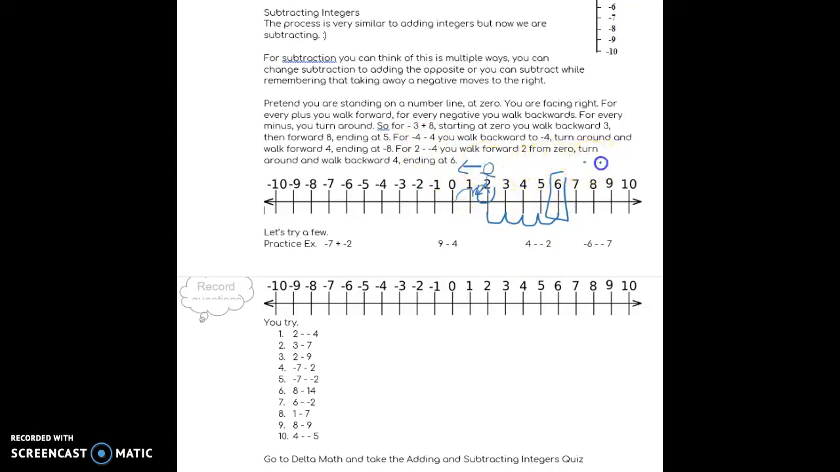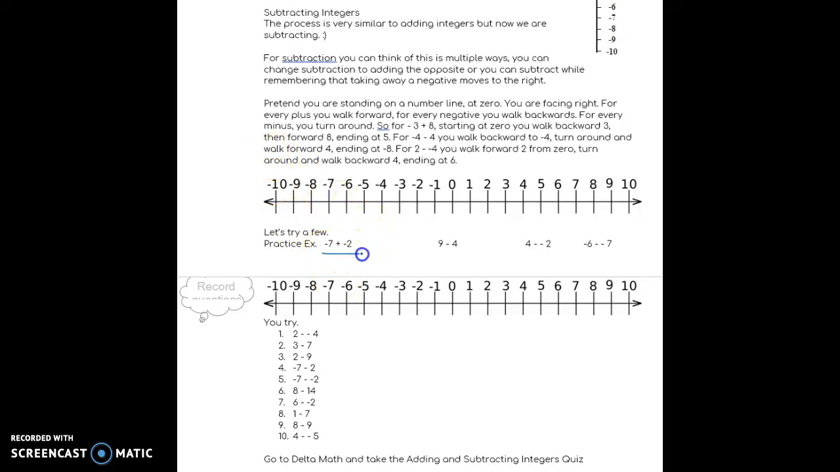You probably have heard minus a negative is a positive or whatever, but I think when we start trying to remember those kinds of tricks, we forget how to do the math. So be careful with that kind of stuff. So let's try these few, and then you'll need to do these down here before you go to Delta Math and take your quiz. Okay.